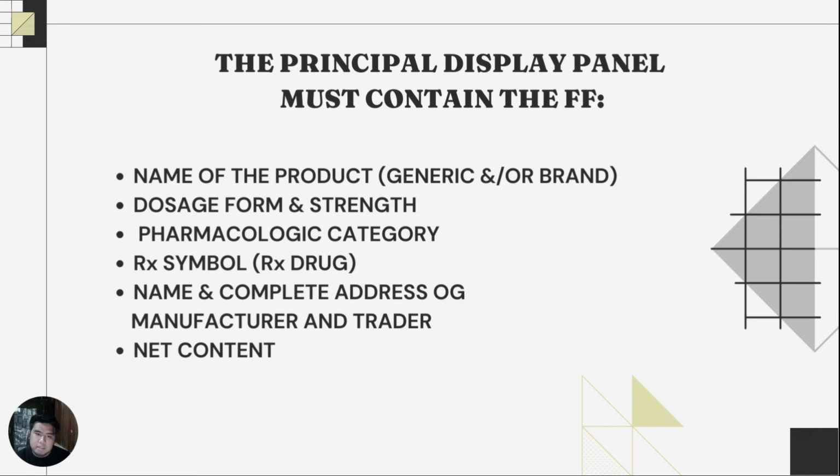For the principal display panel, it should contain the name of the product, generic and or brand name, the dosage form and strength, pharmacologic category, Rx symbol if it is a prescription drug, name and complete address of the manufacturer and trader, and lastly, the net content, comprising 40% of the total surface area of the container. But there are also exemptions for rectangular containers and circular or triangular containers.